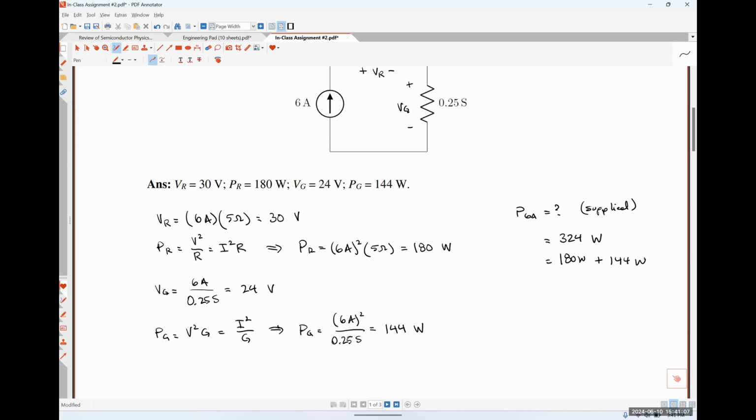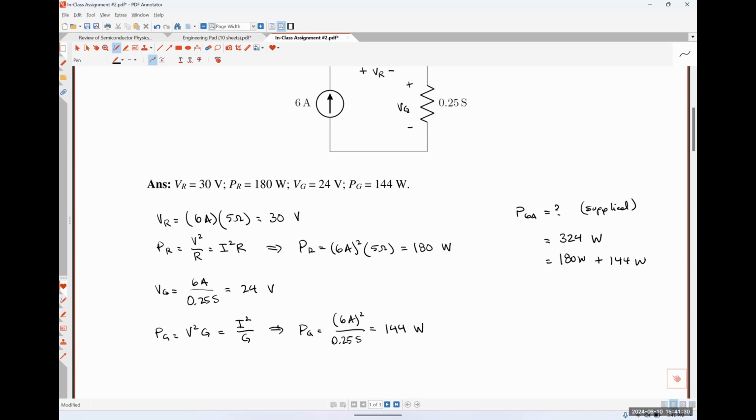We could also have applied Kirchhoff's voltage law to find the voltage drop across the 6-amp source, which would just be nothing more than VR plus VG, according to Kirchhoff's voltage law. So that would have been 54 volts times 6 amps. Comes out to be 324 as well.